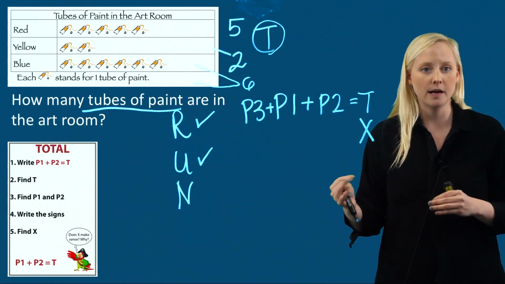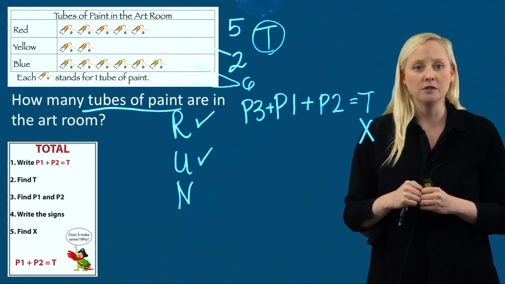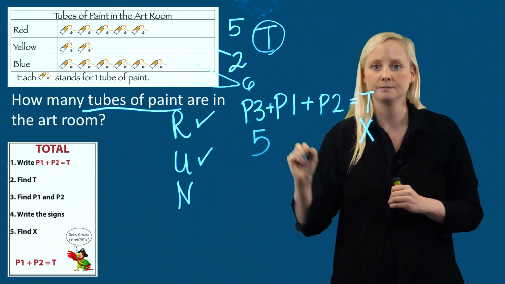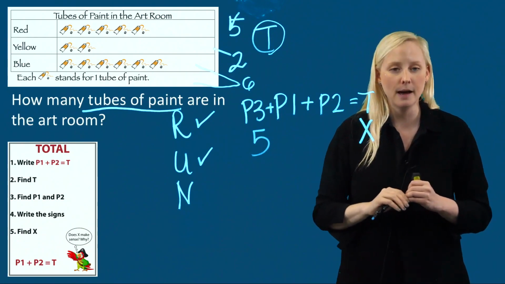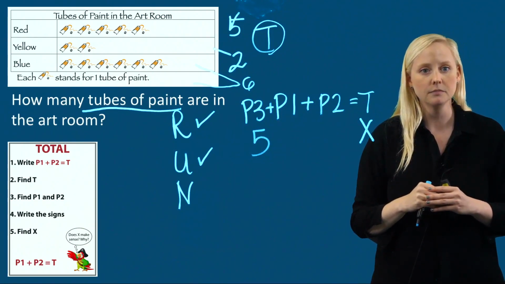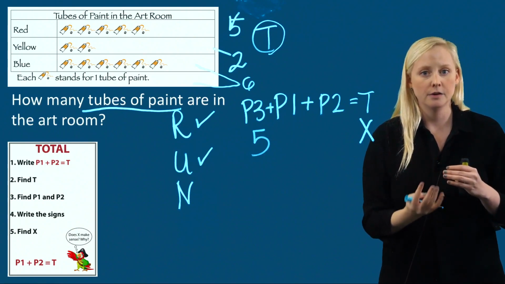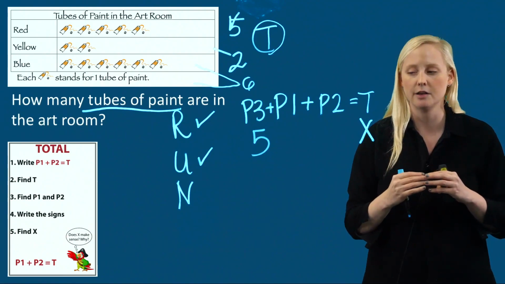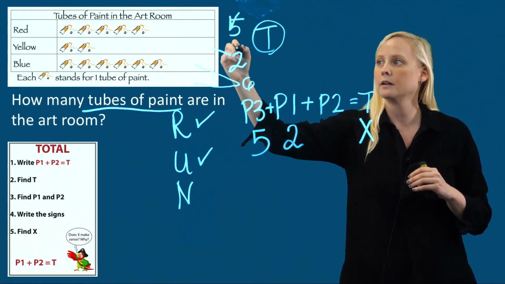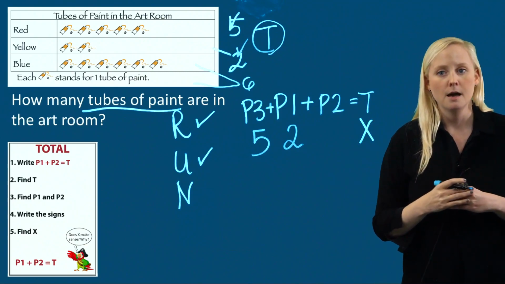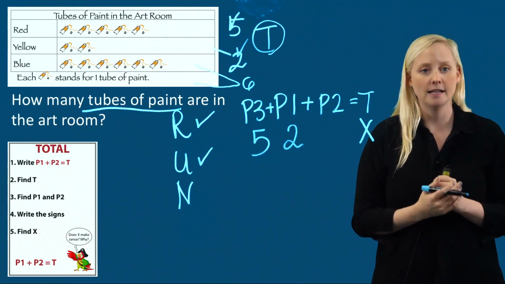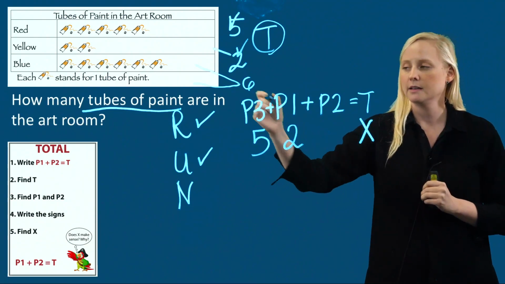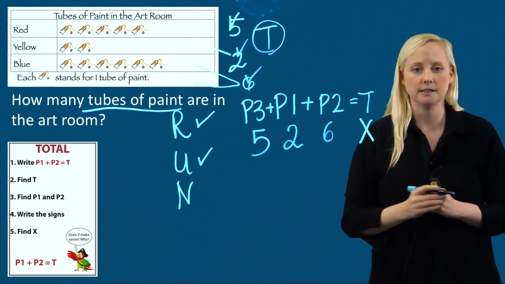Our first part are the red tubes of paint. We labeled our graph to identify that there are 5 red tubes of paint. So I'm going to put 5 here. Now I'm going to check off the 5 to remind me that I've already used that number. Our second part is yellow. We know that we have 2 tubes of paint that are yellow. So I'm going to put that under P1, and I'm going to check it off. My third part is the blue tubes of paint. I have 6 blue tubes of paint, so I'm going to go ahead and cross that off and put the 6 here.